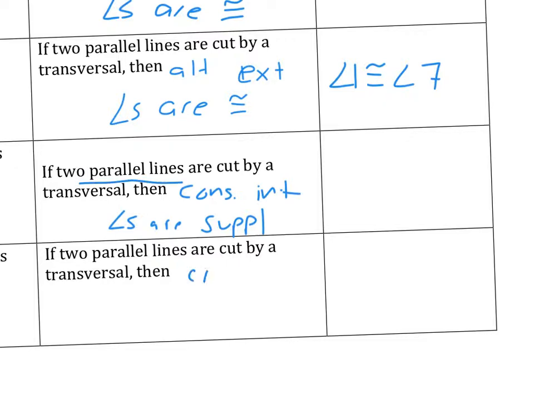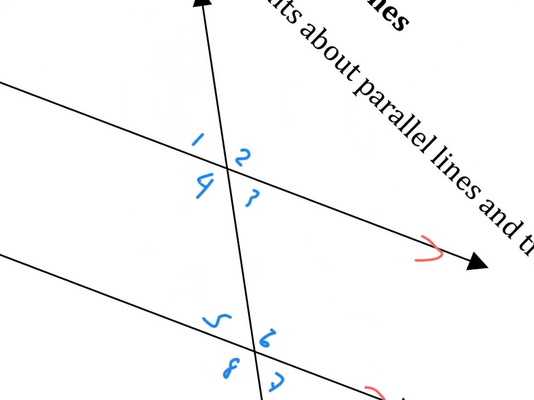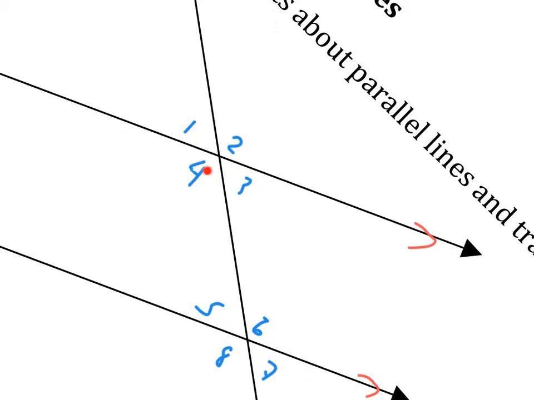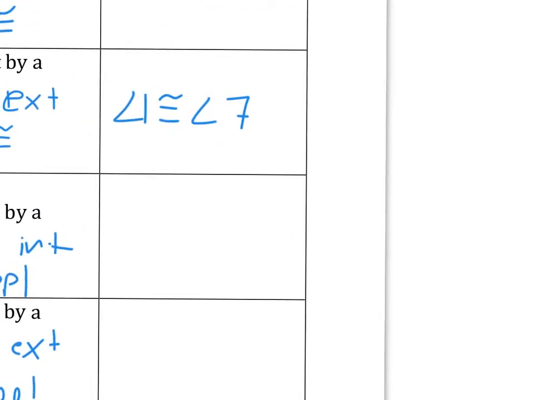Although many books would not actually have this theorem, we can come up with our own theorem here: consecutive exterior angles are also supplementary. So let's look at my diagram for a pair of consecutive interior angles, 4 and 5, and then for the exterior, 1 and 8. How do we write that? I can say angle 4 and angle 5 are supplementary.